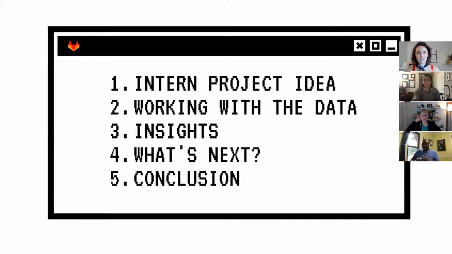So that being said, here is a brief overview of what we're going to be talking about today: the idea, working with the data, the insights that I gathered, what's next, like what could be next with the project I developed, and then just a very brief conclusion.